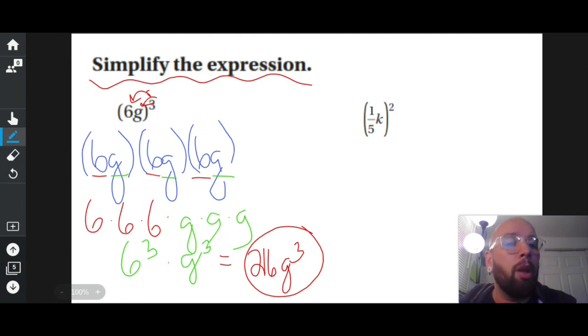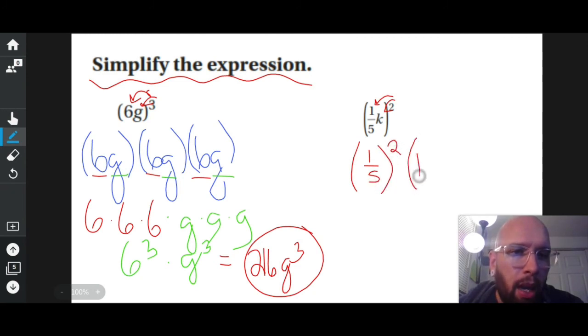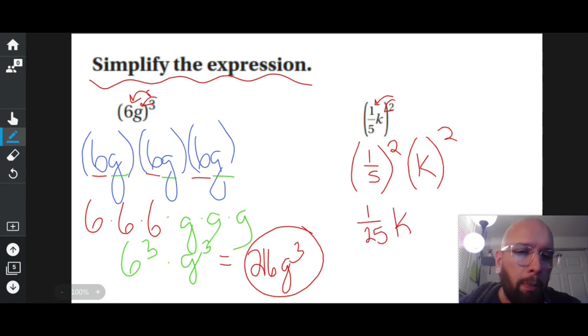Okay? This is the same thing as saying parentheses times a parentheses, but what I just learned is if I have a parentheses and it's being taken to a second power, I just apply that power to everything. So I get 1/5 squared and k squared. 1/5 times 1/5 is 1 times 1 on the top, 5 times 5 on the bottom, and then you have k squared on the bottom.